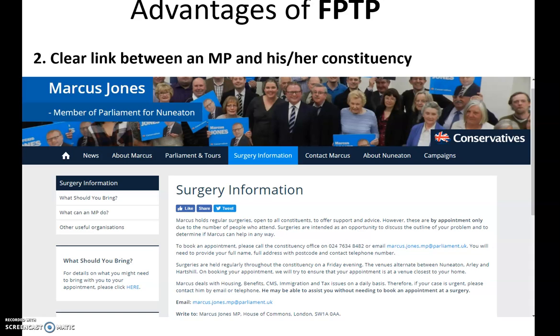He'll have meetings all over Nuneaton where if you've got a problem or an issue or you want to discuss something with him, you can go and speak to Marcus Jones, and he can take up your case or issue with government ministers or whatever. The same is true if you live in Hinckley, the same is true if you live in North Warwickshire, wherever. So there's a very clear link. Everyone should know who their MP is, and if they don't, they can quite easily find out. And again, that makes it really clear for people to know who their representative is.